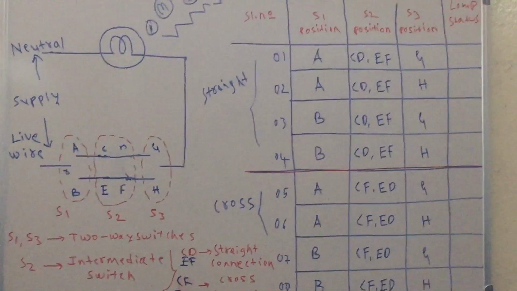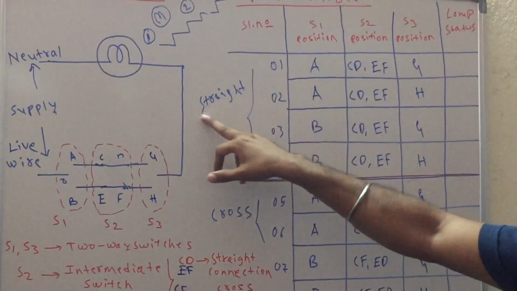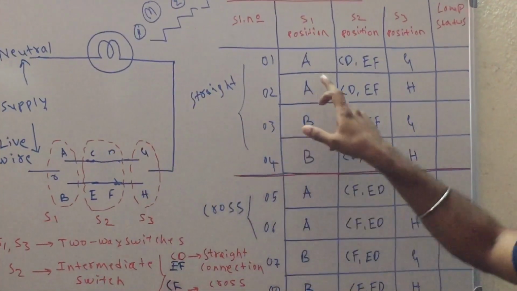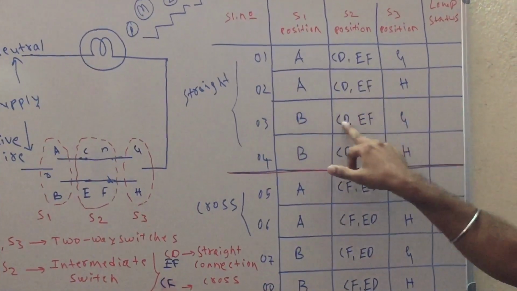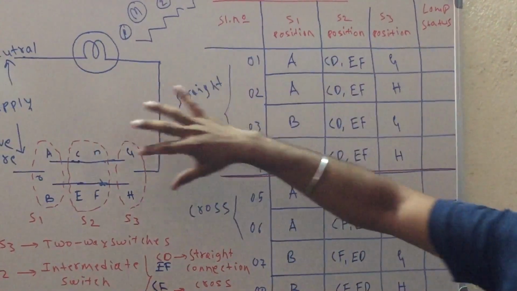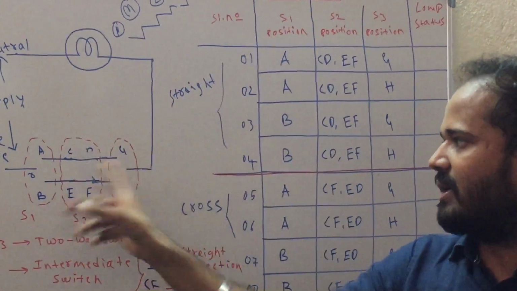Here for the possible cases, just like two-way control of the lamp, first I will keep the intermediate switch in a straight connection, CD and EF. Here you can see CD and EF for each row. For the first 4 cases we will keep the intermediate switch in a straight connection.